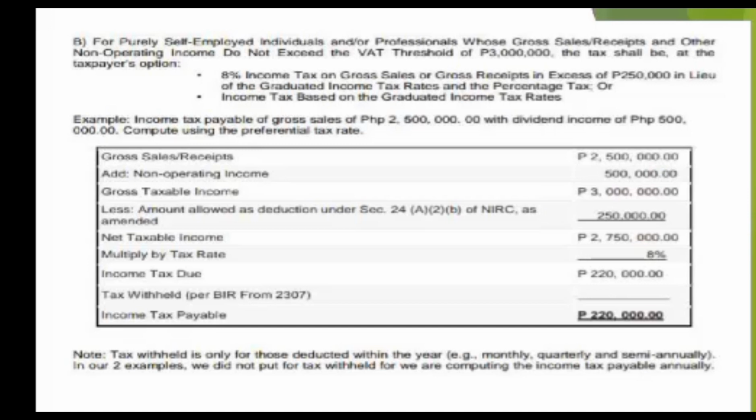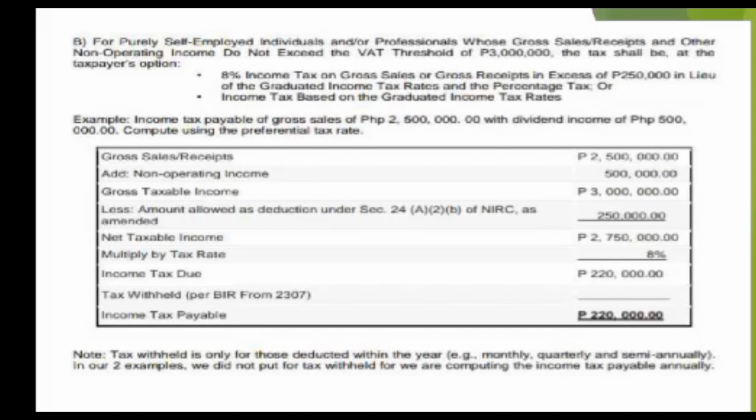So, the gross sales and receipts is 2,500,000 and the non-operating income is 500,000 pesos. Gross taxable income is 3 million pesos, less the amount allowed as the deduction per Section 24 of the NIRC as amended, 250,000. The net taxable income is 2,750,000 times 8%, the tax rate. So the income tax due will be 220,000 pesos. Income tax payable is 220,000 pesos.